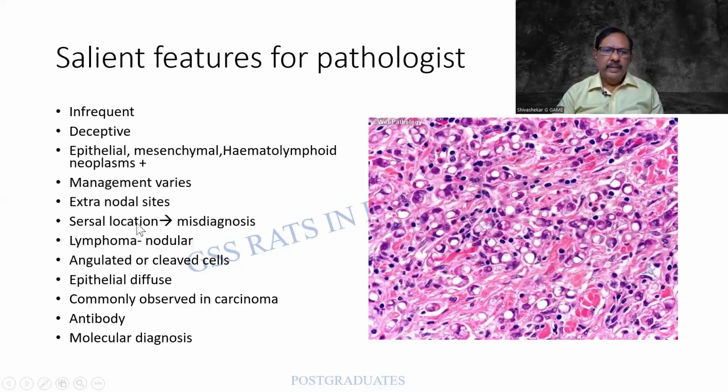Extranodal sites can be the serosa and sometimes it can be misdiagnosed because of an infiltrating adenocarcinoma. The lymphoma is usually nodular, not diffuse, and it has angulated and cleaved nuclei. Whereas in the epithelial, it is diffuse, commonly observed in carcinoma, and also the antibody and molecular diagnosis will be useful.